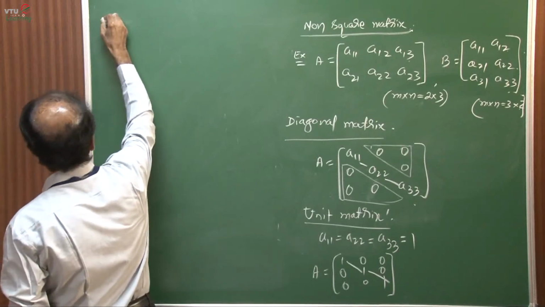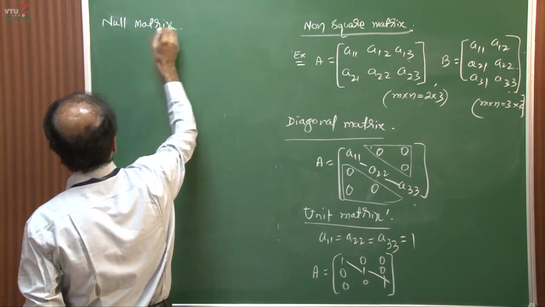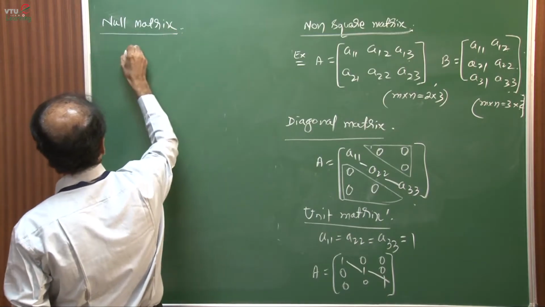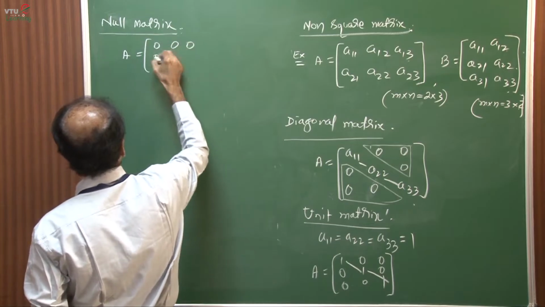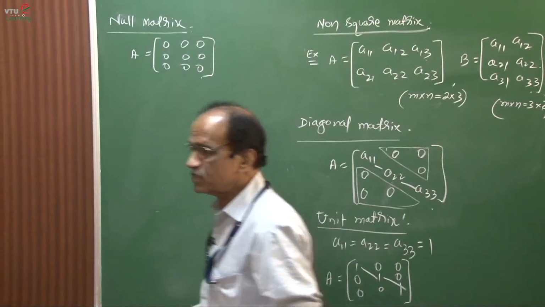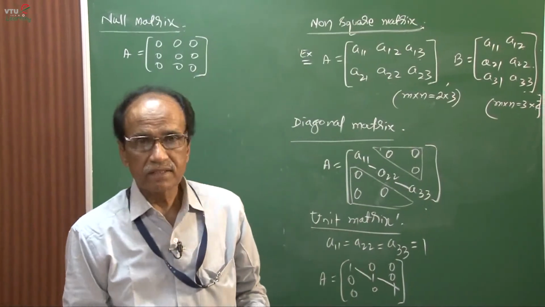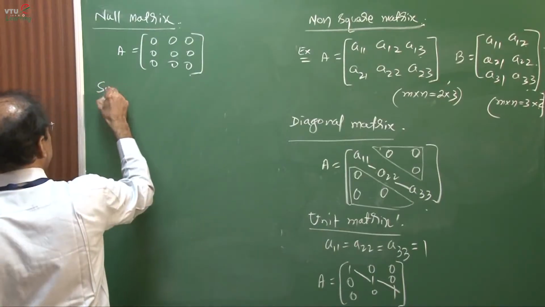null matrix. What is null matrix? In the same example, if I take A is equal to 0 0 0, 0 0 0, 0 0 0, all the elements inside the matrix are denoted as 0, it is called null matrix. Next, symmetric matrix.